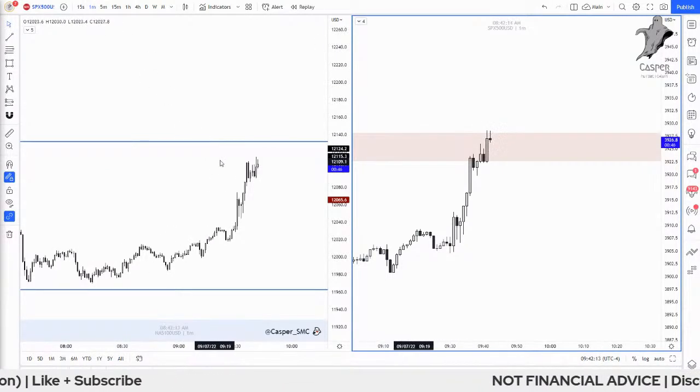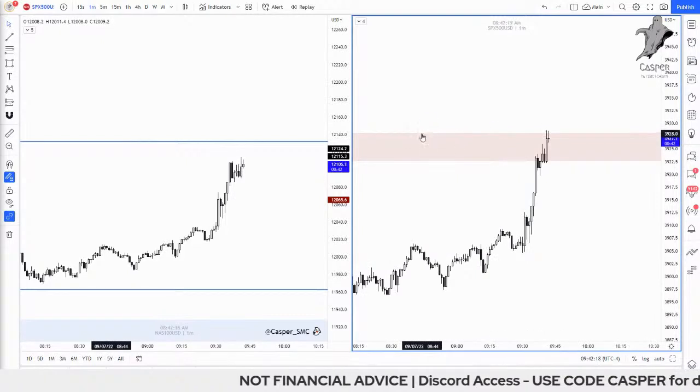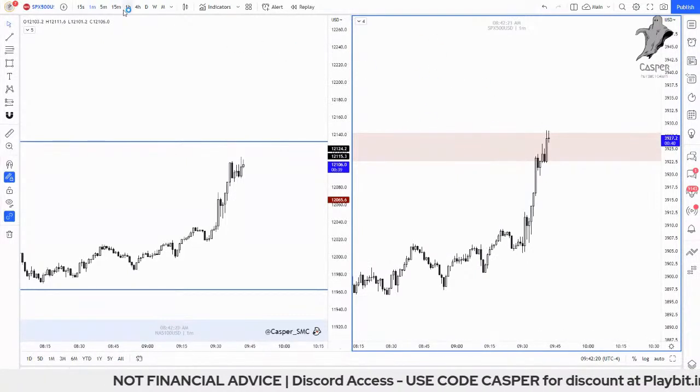I think NASDAQ might want this high up here. We'll see. And these zones, don't let these zones fool you and make you think you should just short because price is in the zone.